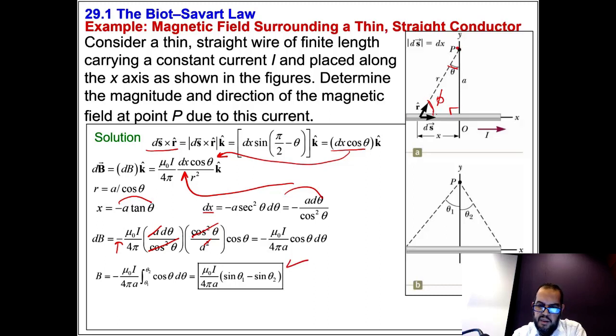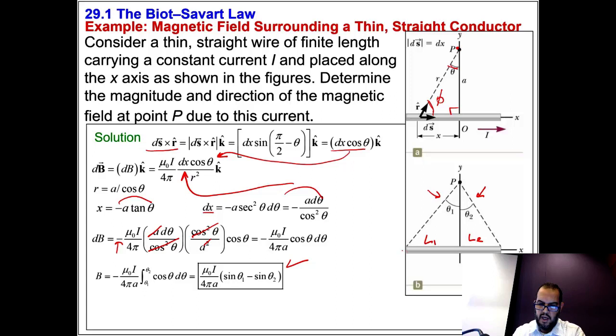If I know the length of the wire from both sides, let's say L1 and L2, I can determine theta 1 and theta 2, and I can plug into this equation to determine the strength of the magnetic field. So notice again, it's proportional to the current, but notice something. Instead of being inversely proportional to the distance squared, now we have only a in the denominator. So it's 1 over a, which is this distance here. So it's different from the Biot-Savart equation.